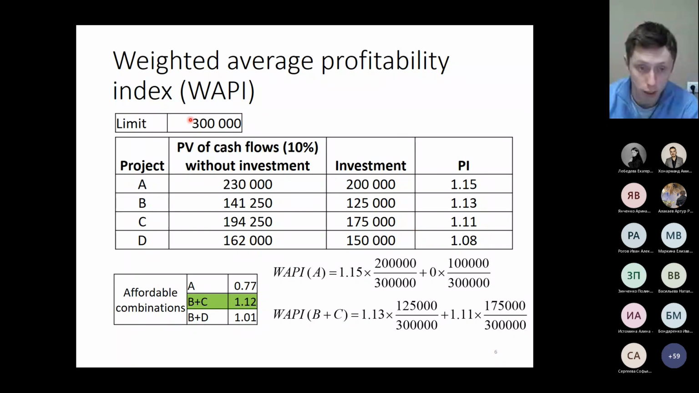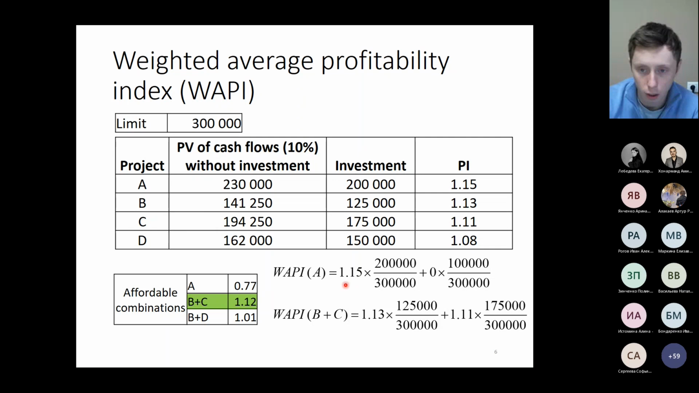In total, we have 300, and there are multiple combinations we might consider, but the point is that we want to have the weighted average profitability index, the highest one. Let's consider some case. The first alternative that we consider would be to invest everything in the project A.